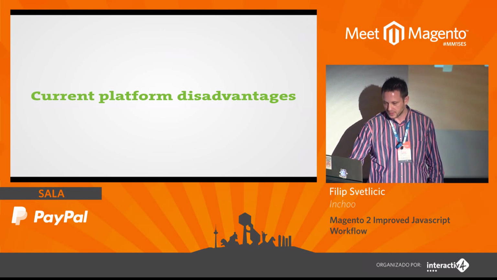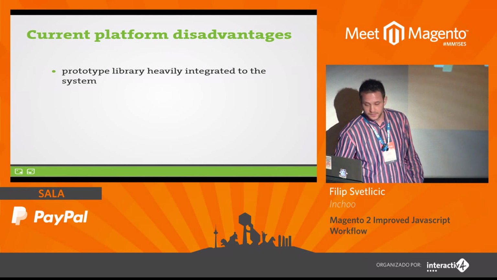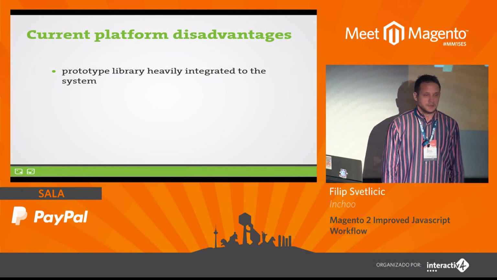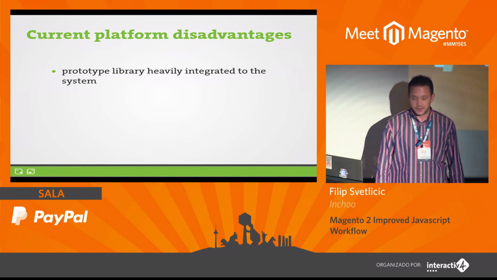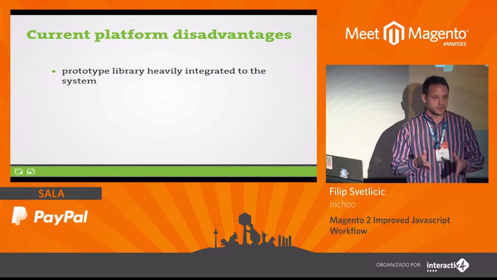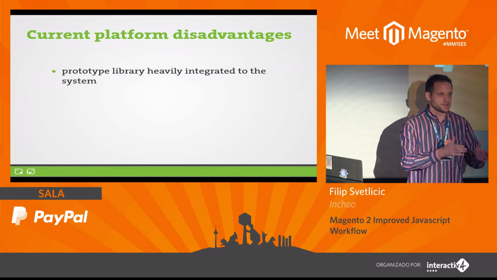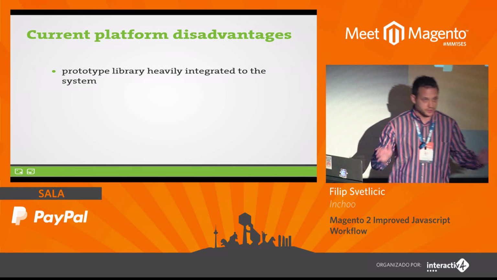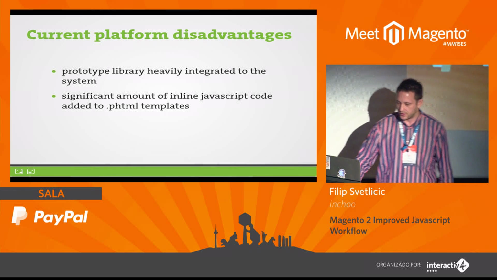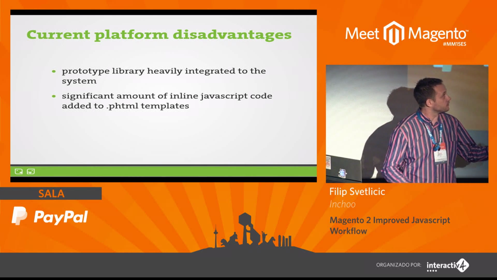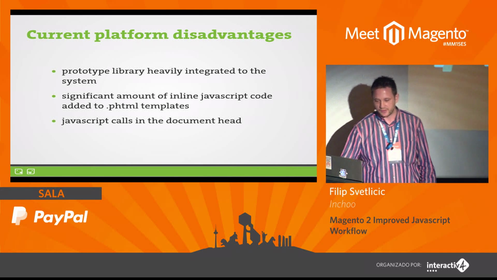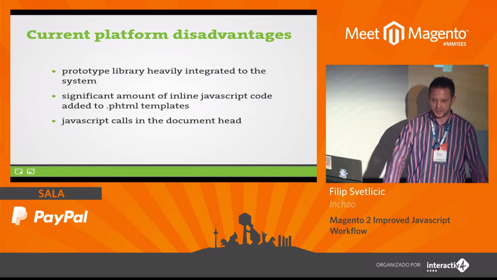Now, the first is that the Prototype library is heavily integrated. Do you agree? Yeah, because in its core, it extends the DOM native objects, and there is a significant performance issue with that. Okay, I won't go into any more. There is also a significant amount of inline JavaScript in PHTML files, and lastly, JavaScript calls are placed in the document head.